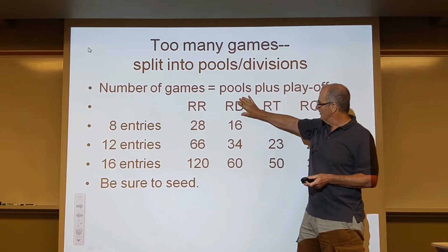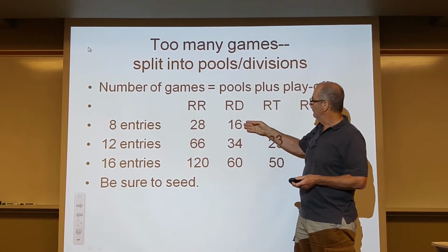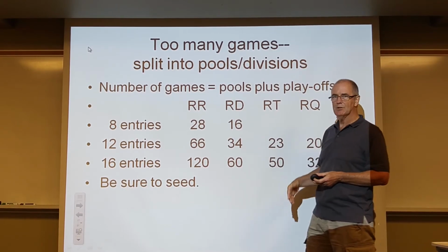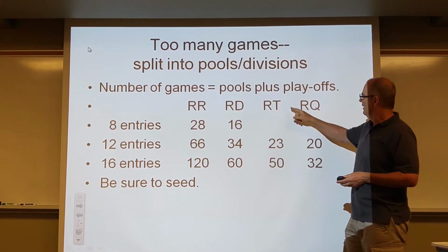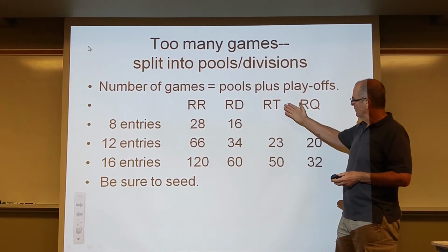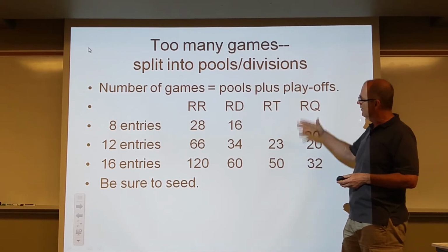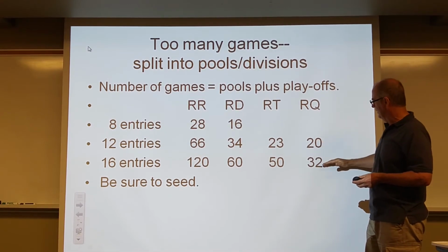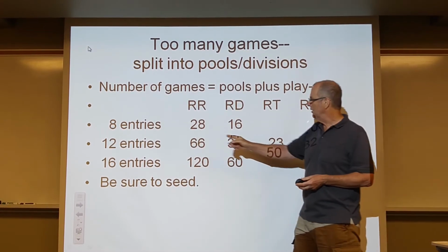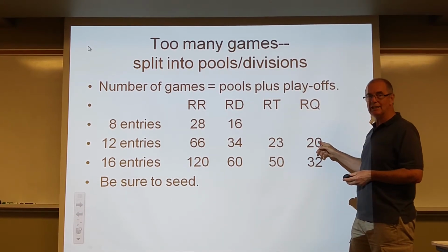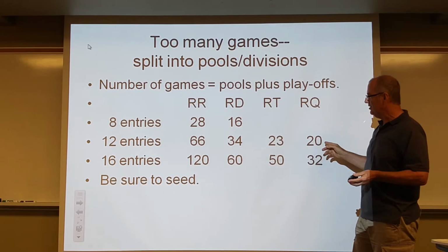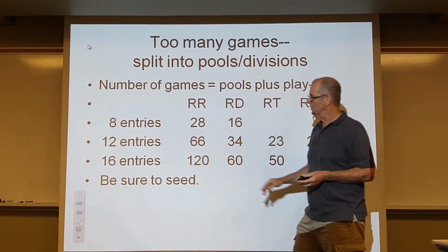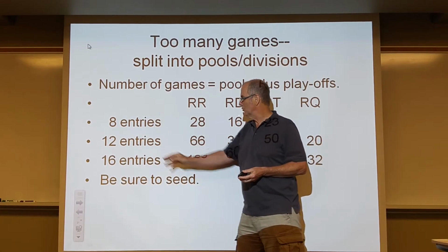If we did round robin with double, so we're dividing into two groups, then it would take 16 games, 34 games, and 60 games. So now the numbers are going down significantly. Round robin triple, so you're into three groups, 23 and 50. These include playoffs. And round robin quadruple, where you have four groups, would take only 20 games and 32 games. So all of a sudden, 12 entries taking only 20 games is pretty good. Single elimination, 12 entries would only take 12 minus 1, so it would be 11 games. Double elimination would be 11 times 2, which is 22 games.